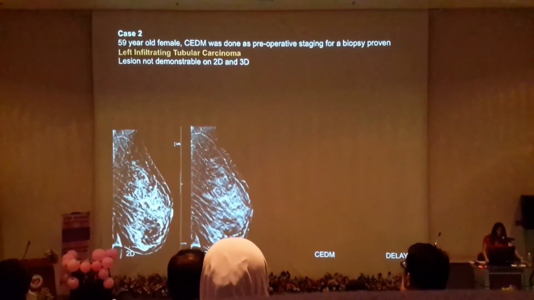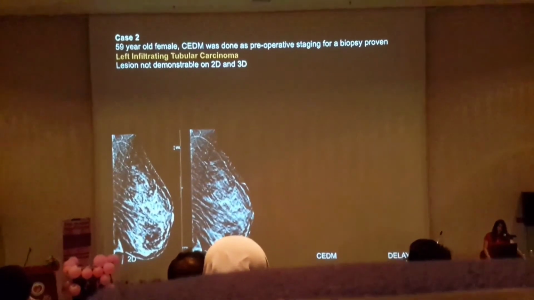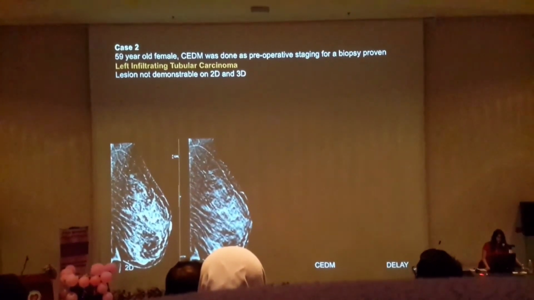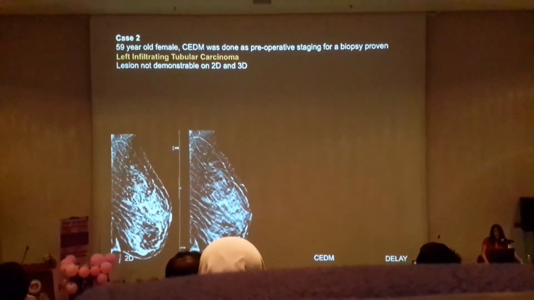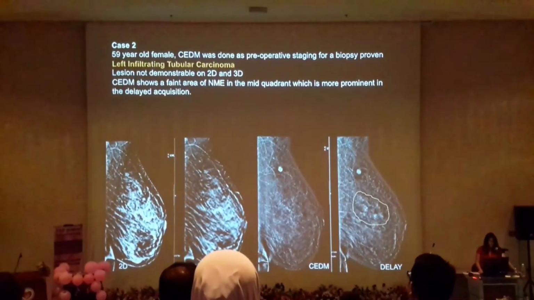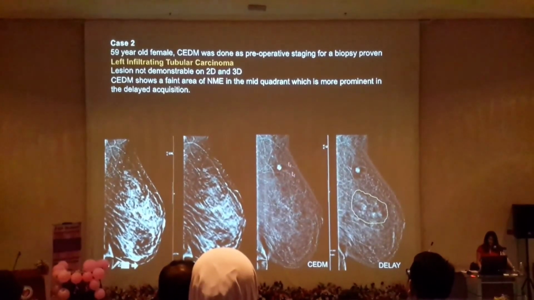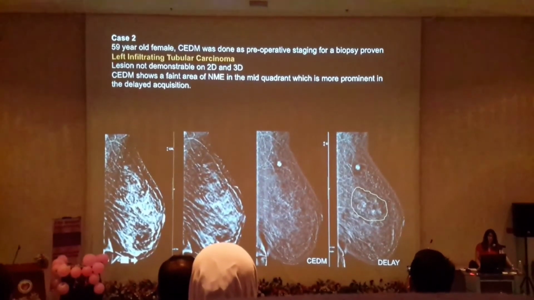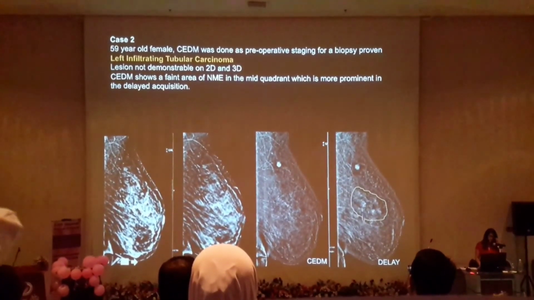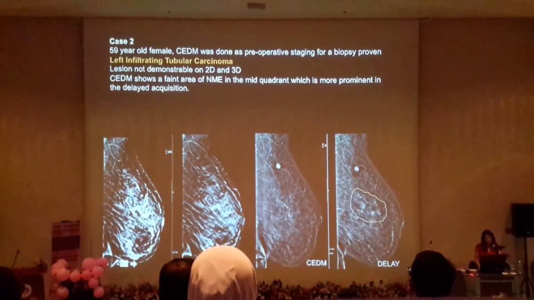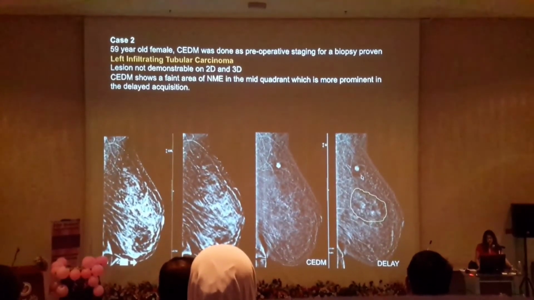Case 2 is a 59-year-old female. Contrasted mammography was done as a preoperative staging for biopsy-proven left infiltrating tubular carcinoma in her upper outer region. We did the contrasted mammography, and it shows the area where the palpable lump was. Because it's a low-grade tumor, it's actually showing more enhancement in the delayed phase than it did in the early phase. But what we did see was an intensely enhancing lesion at her axillary tail.